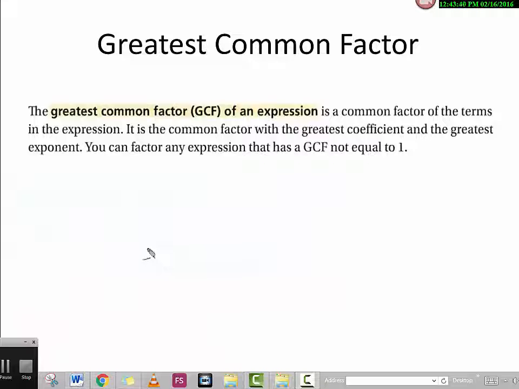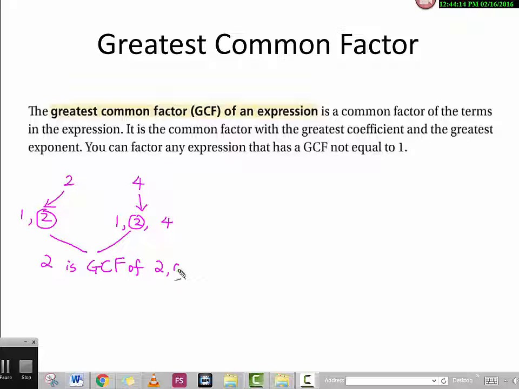The next concept we are going to learn is greatest common factor. For constants 2 and 4, the factors of 2 are 1 and 2. The factors of 4 are 1, 2, and 4. Both have the common factors 1 and 2, but the greatest common factor, of course, is 2. So 2 is the GCF of 2 and 4.